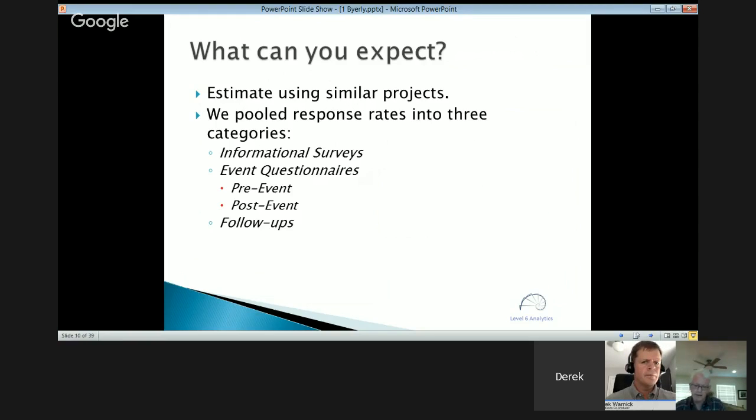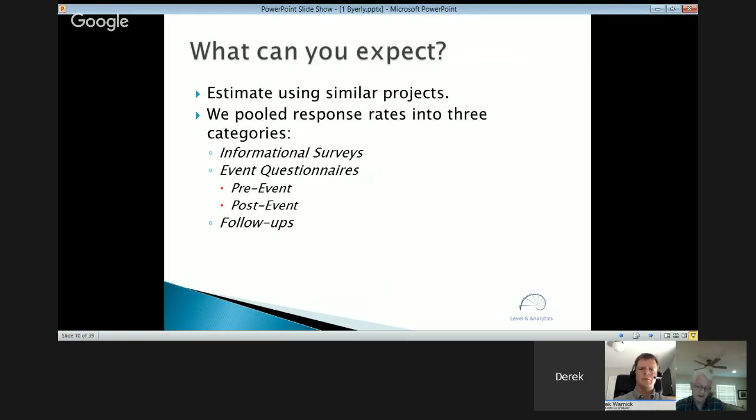So, a better question than how much data do you need might be, how much data can you expect, given the circumstances you can't do anything about? Well, you can estimate using similar projects. We read a lot on this research, we've done a lot of our own work, and we felt there were three broad categories of survey that we wanted to talk about.